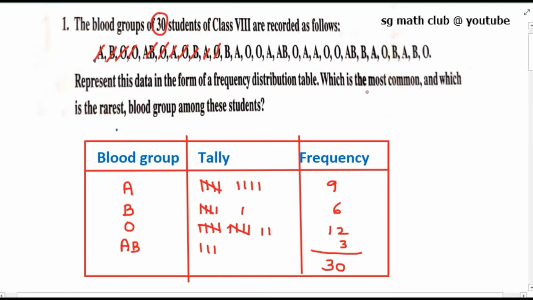Now 2 questions are there. Which is the most common blood group? The most common blood group is O, because 12 children have O blood group. And which is the rarest blood group? The rarest blood group is AB, because only 3 children in the class have it. So the rarest blood group is AB.